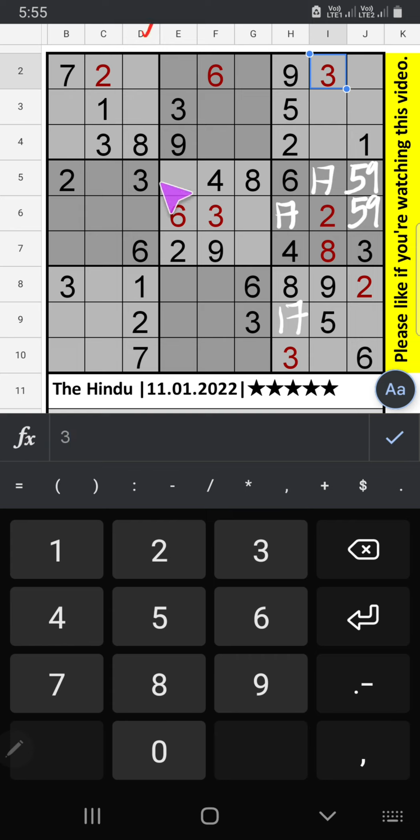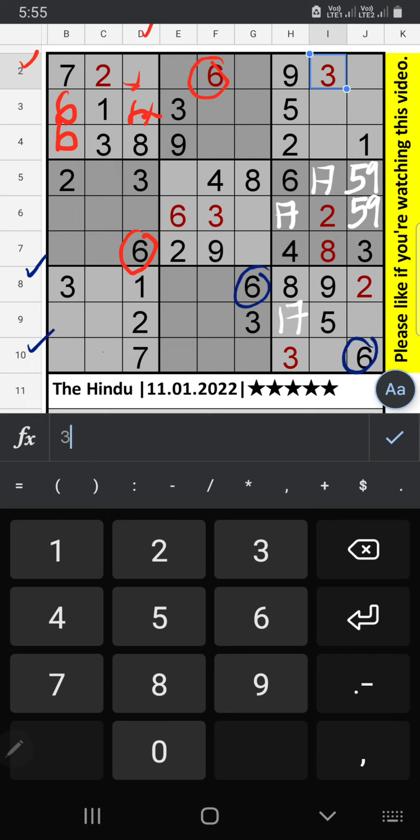Column D we have 6 and the second row also we have 6. So 6 can't come in this cell. 6 will come in any one of the cells. We'll confirm later.